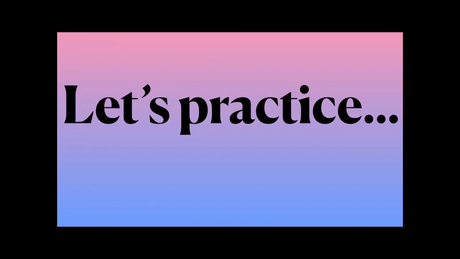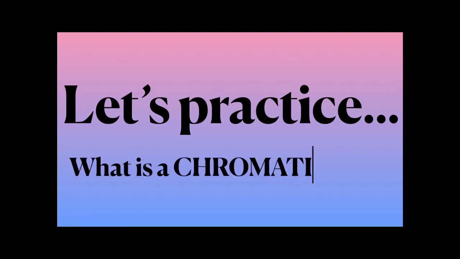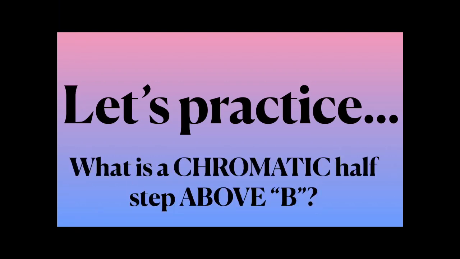Let's practice this concept. What is a chromatic half step above B? Well, we know it has to be a B something because it shares the same letter name. We also know that this is a B natural, not a B sharp or a B flat, because we don't see a sharp or a flat next to it. So if we want to find a chromatic half step above B, we need to take it from a B natural to a B sharp.